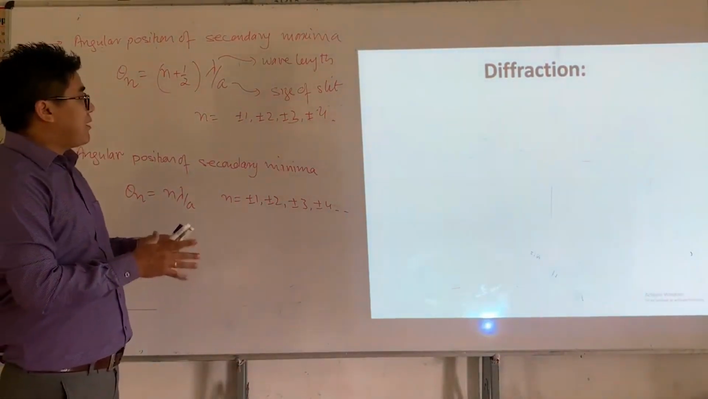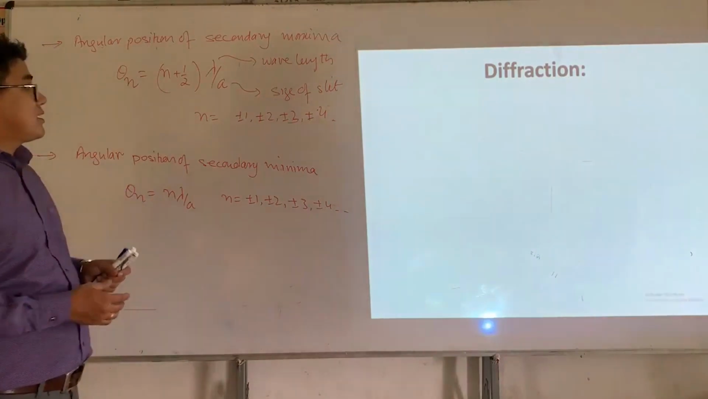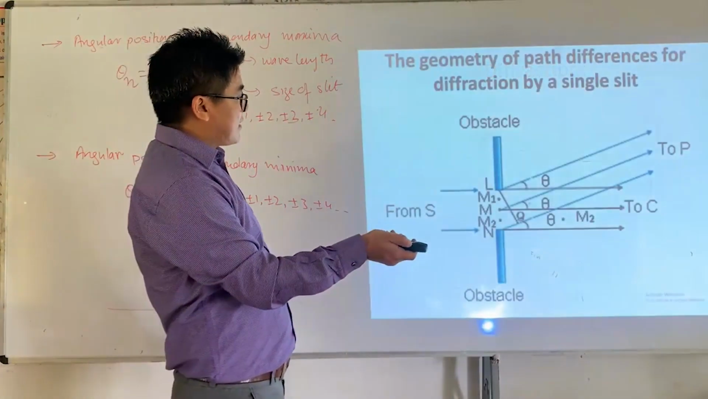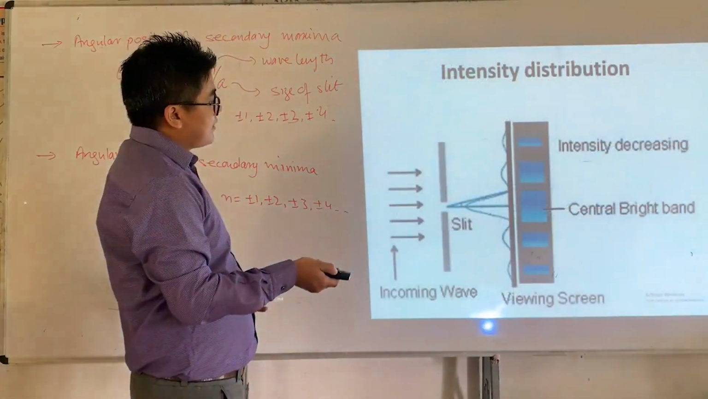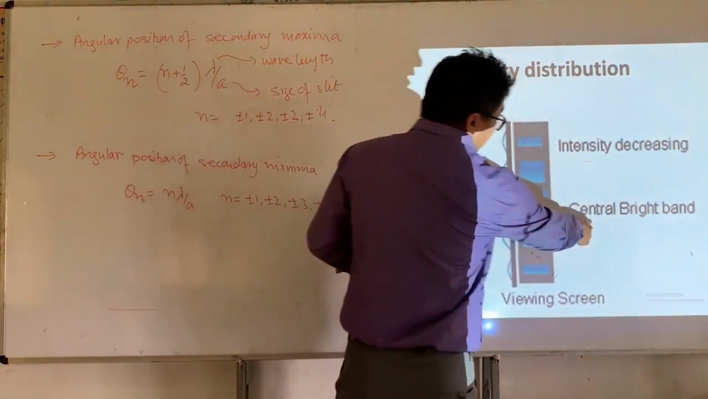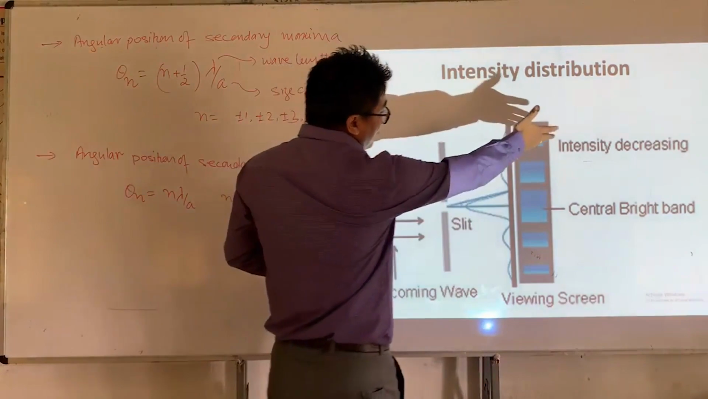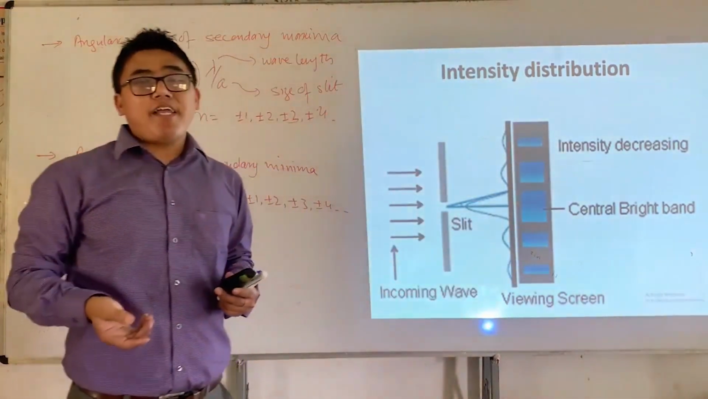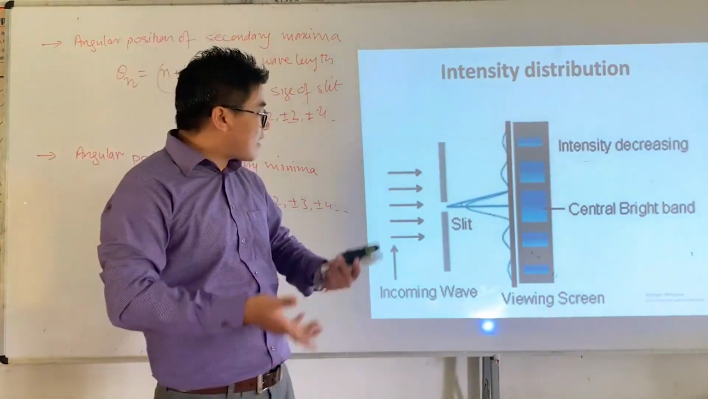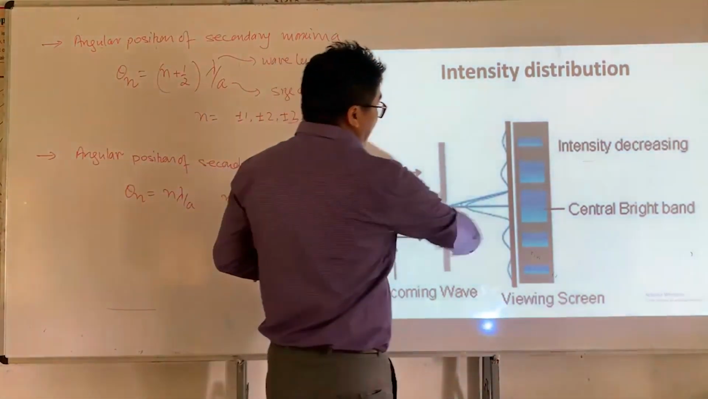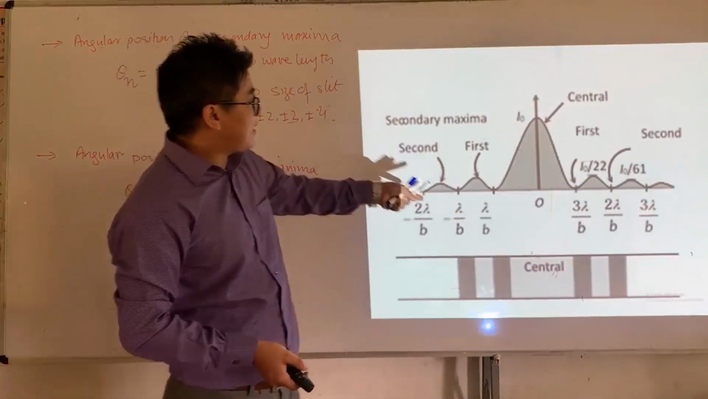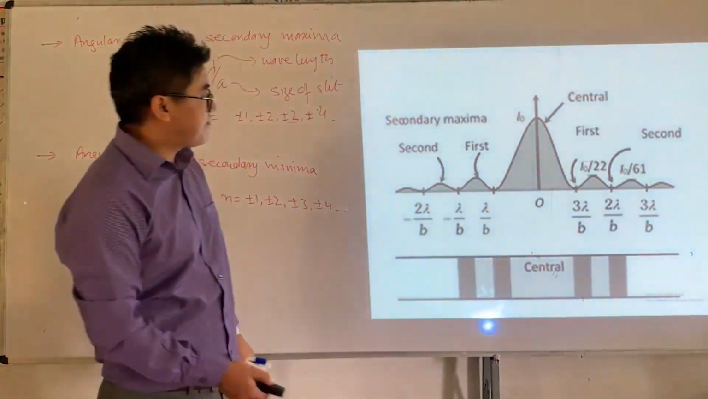So now, how to prove that? I'm going to do it here. Before that, let me have this. This is what we have. This is the central bright band, and the intensity goes on decreasing, and we will find out why the intensity goes on decreasing. Why we have a maximum intensity at the center, we will discuss now. This is what we have gotten, and this is what we are going to prove now.